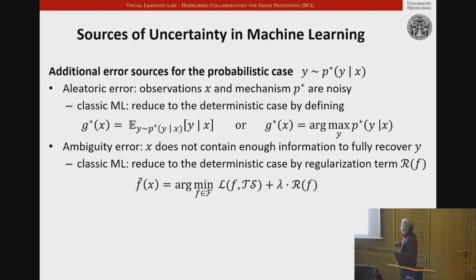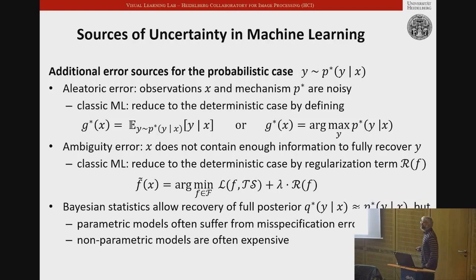And this can be reduced to the deterministic case by adding additional constraints, for example, regularization. But then, of course, instead of getting many possible solutions, you just get one, and that may be the wrong one if the regularizer picks the wrong solution among the infinitely many. So, in Bayesian statistics, you do not do these reductions to the deterministic case, but you actually want to determine a good approximation for the full posterior probability. So that the ambiguity and the aleatoric error is properly modeled.